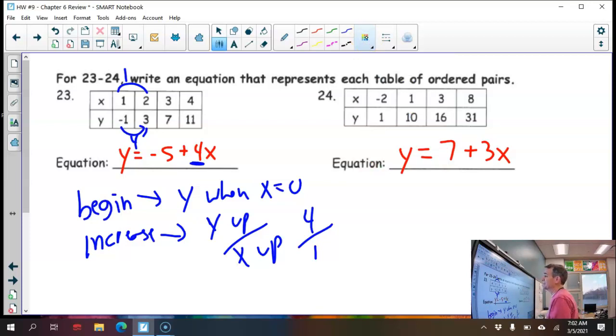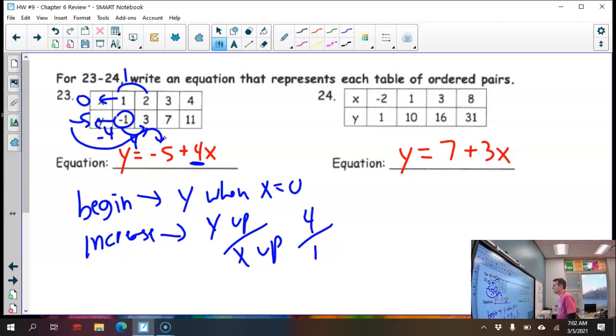And to figure out the beginning amount, I need to know what y is when x is 0. So I actually work my way backwards. And instead of going up 4 each time, I'm going to go down 4. And if I start at -1 and go down 4, I would be at -5, which is why the beginning amount is -5.